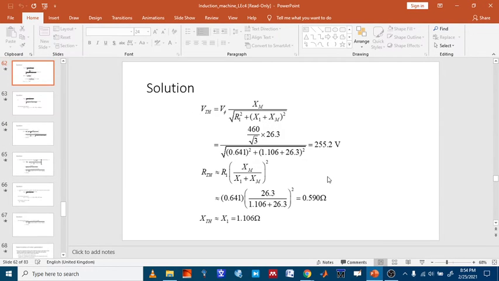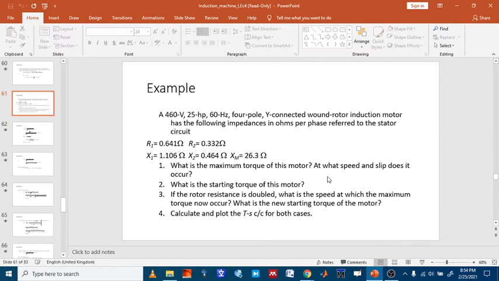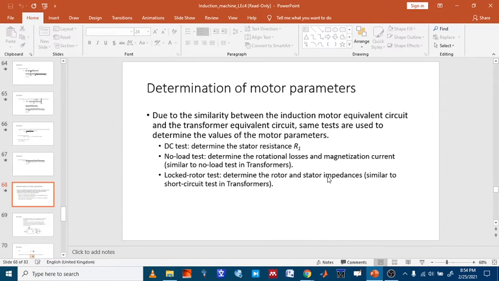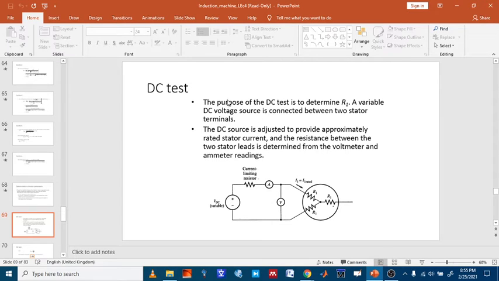So I'm concentrating on this example. Determination of motor parameters. Due to the similarity between the induction motor equivalent circuit and the transformer equivalent circuit, the same tests are used to determine the values of the motor parameters. DC test. The DC test actually determines the stator resistance. The purpose of the DC test is to determine R1, the stator resistance. A variable DC voltage source is connected between two stator terminals. You actually use a variable DC voltage source. Get it?